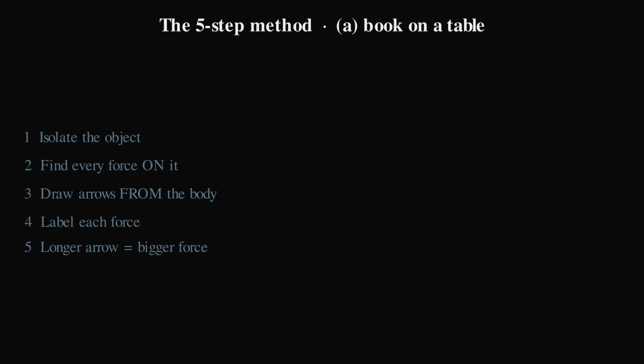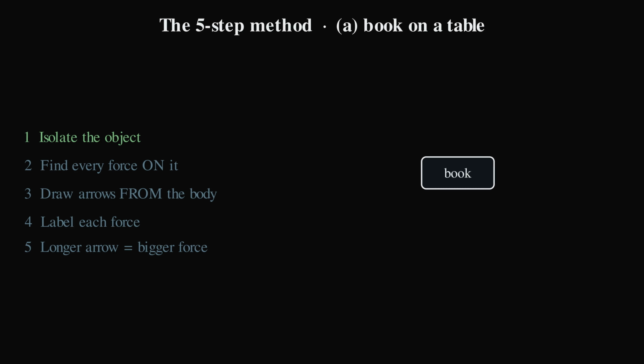5 steps, every time. The 5-step method, a book resting on a table. Isolate the object, find each force, draw it from the body, label it, and make bigger forces longer. Here's the book on the table.